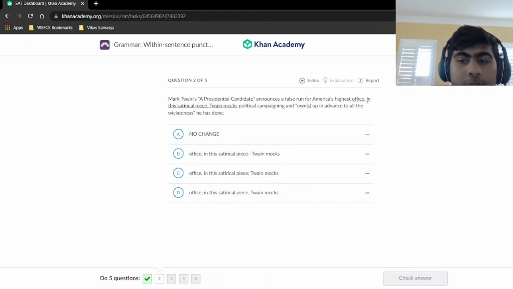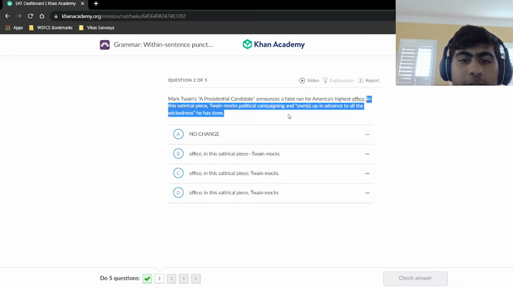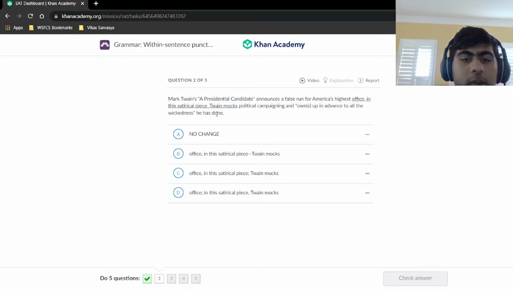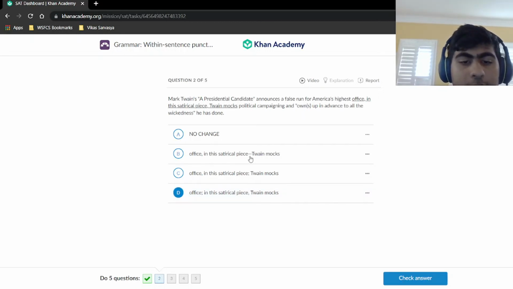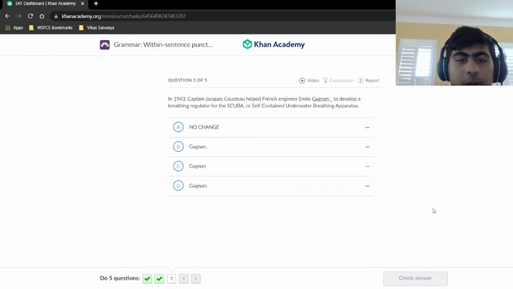And then the second part, in this satirical piece, Twain mocks political campaigning and owns up in advance to all the wickedness he has done. Well, we still need the semicolon. This one is the only one with the semicolon. This one, semicolon's too late. This one, the dash and the comma just don't go together. And this one has this pair of commas that is not suitable for independent clauses. Our answer is D. Let's keep going.